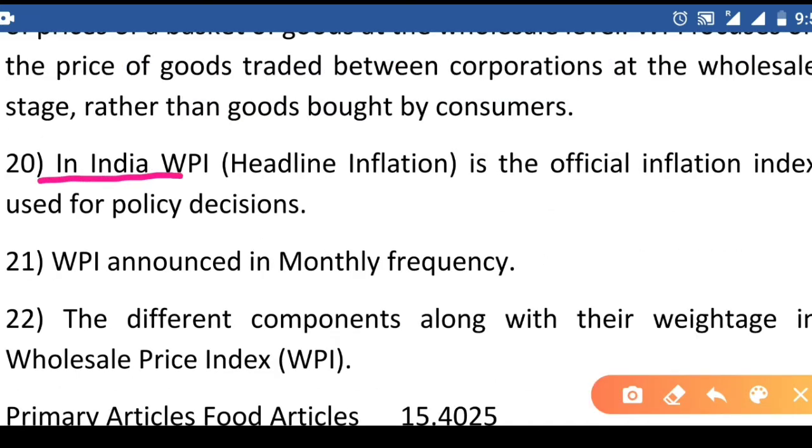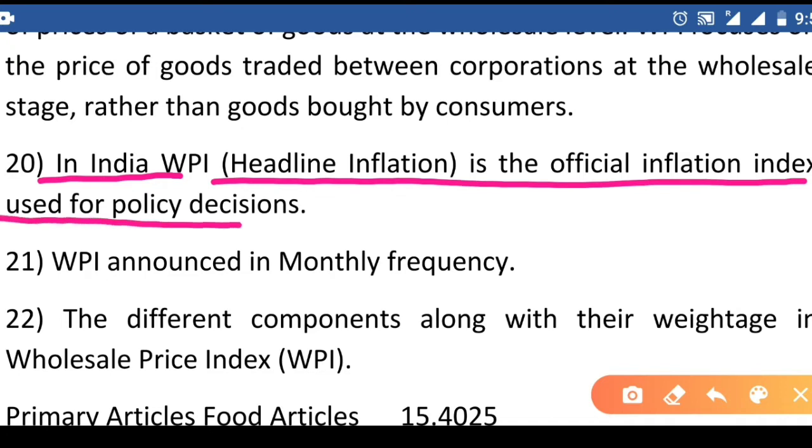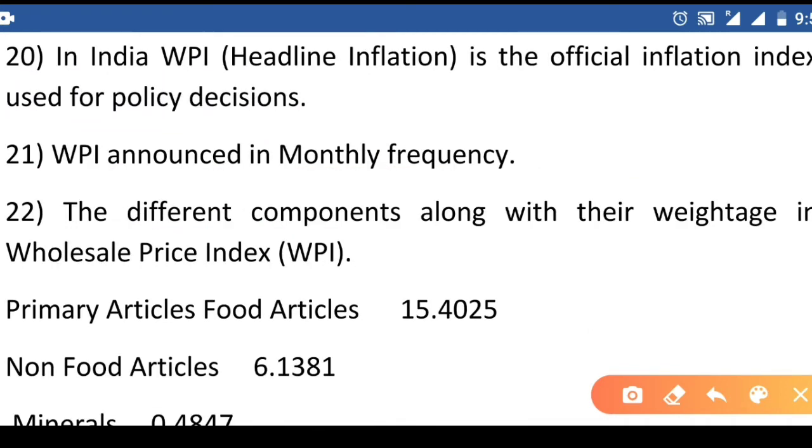In India, the wholesale price index, the headline inflation index, is the official inflation index used for policy decisions. Here in India, we use the wholesale price index for policy decisions. This is also called the headline inflation index. The wholesale price index is announced at monthly frequency. In every month, the government announces the wholesale price index.